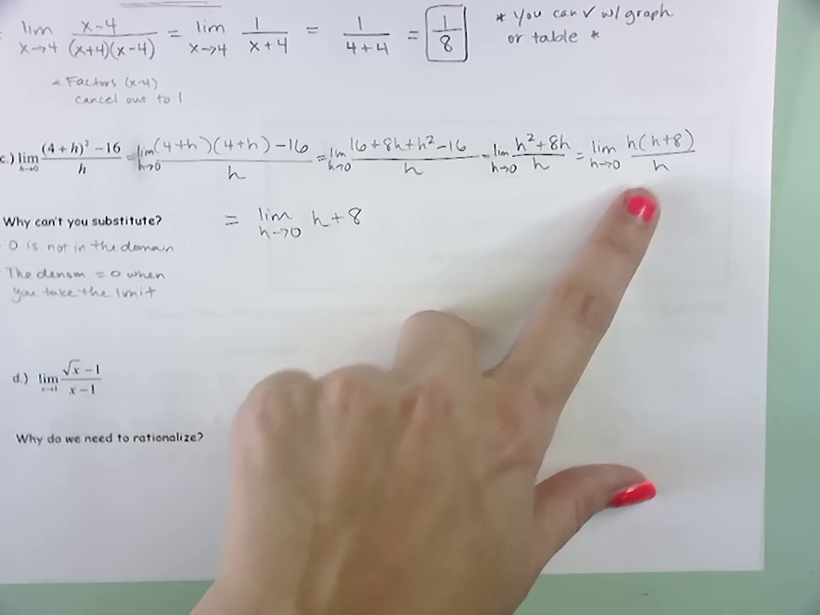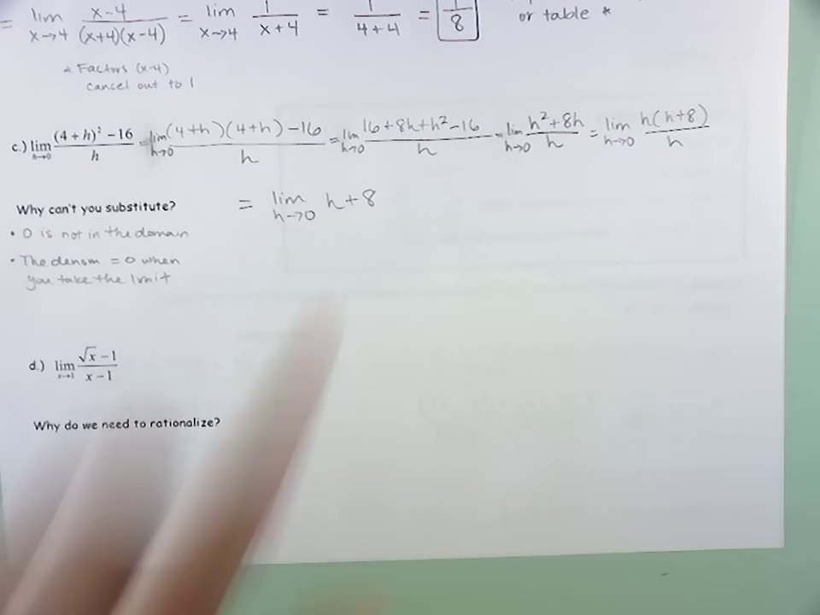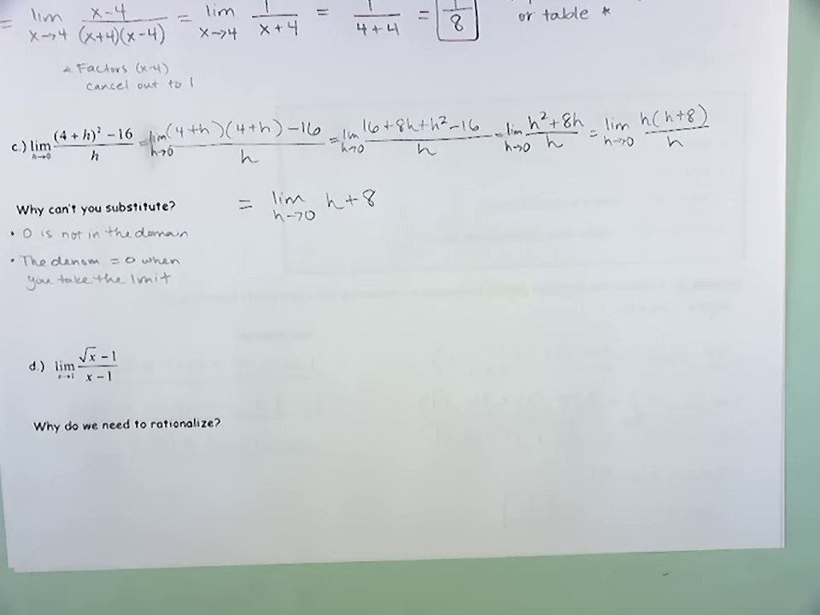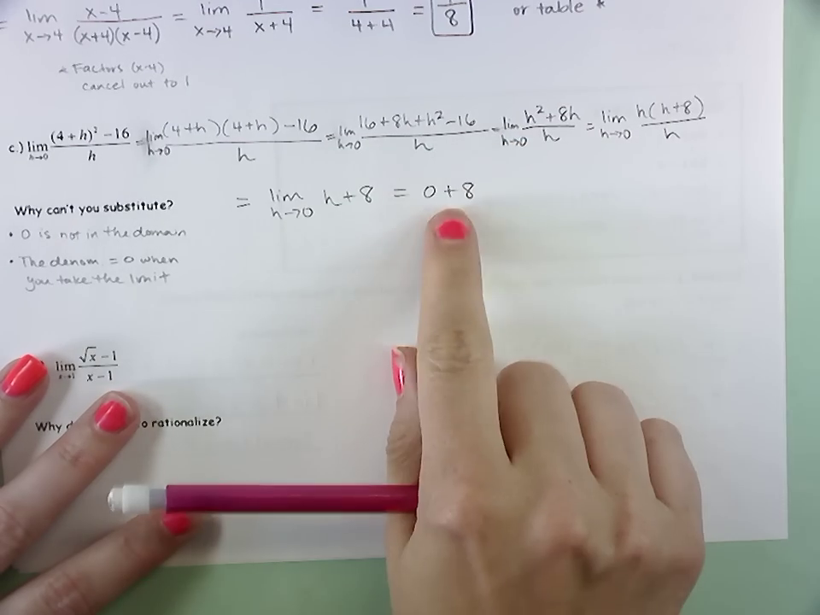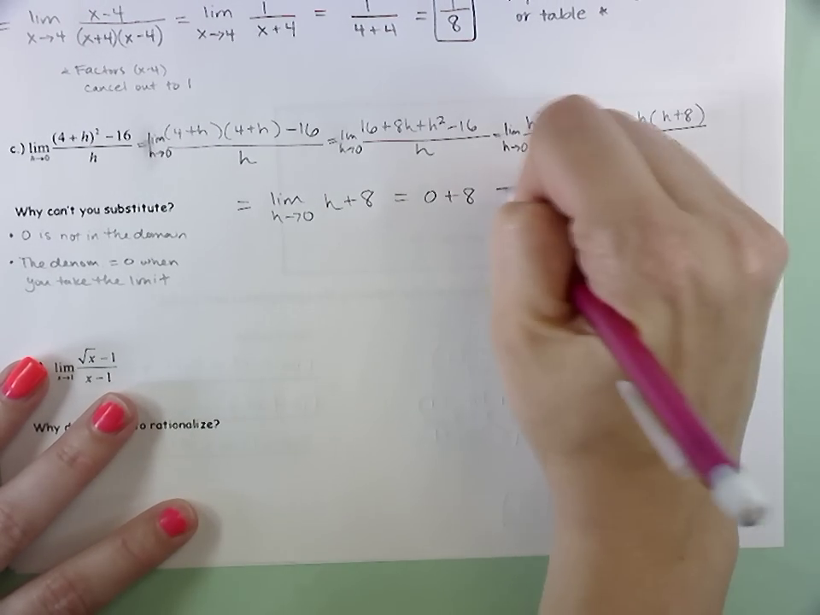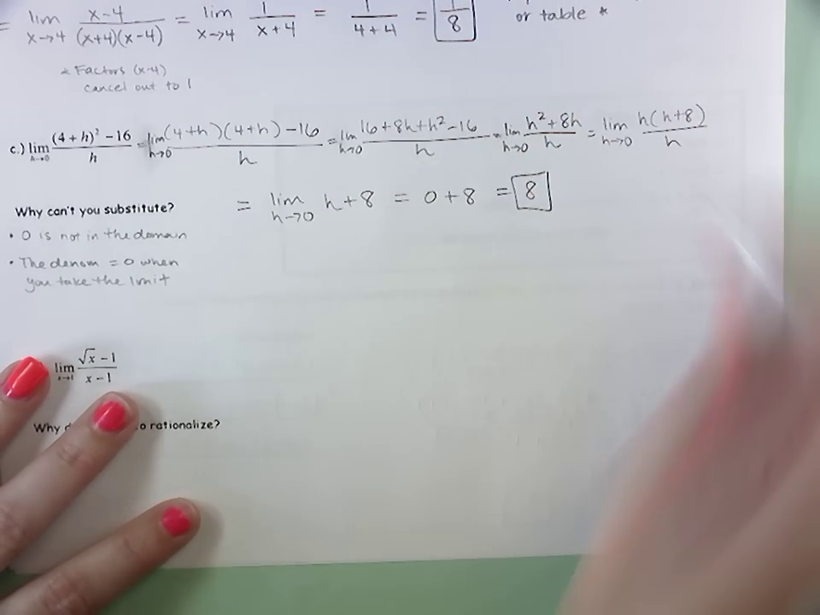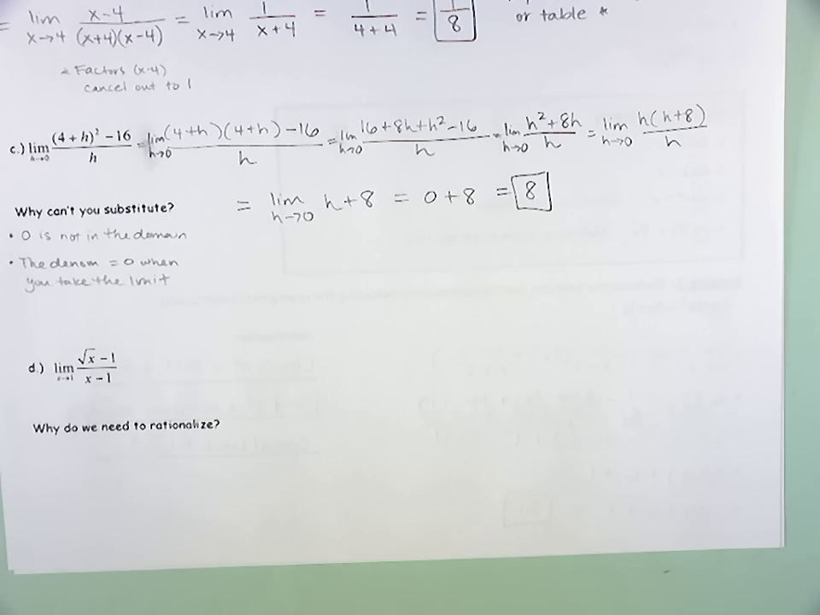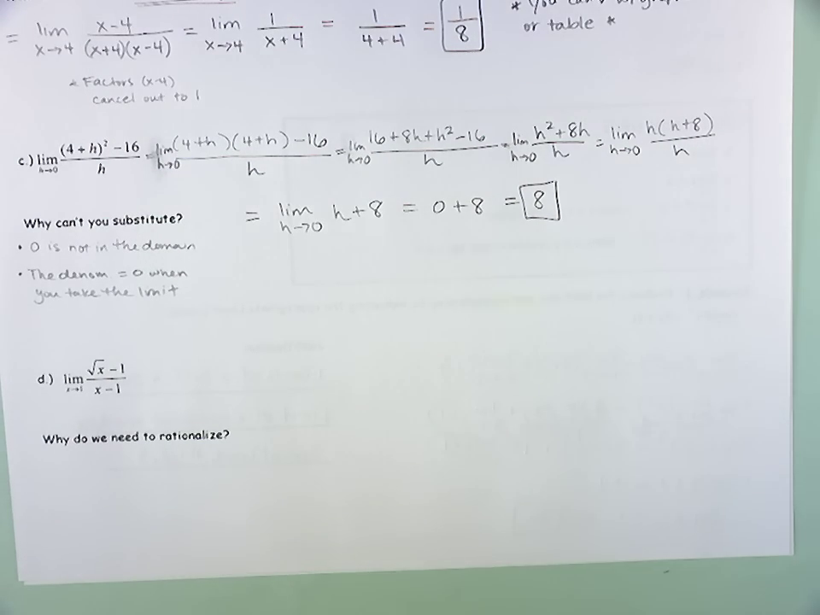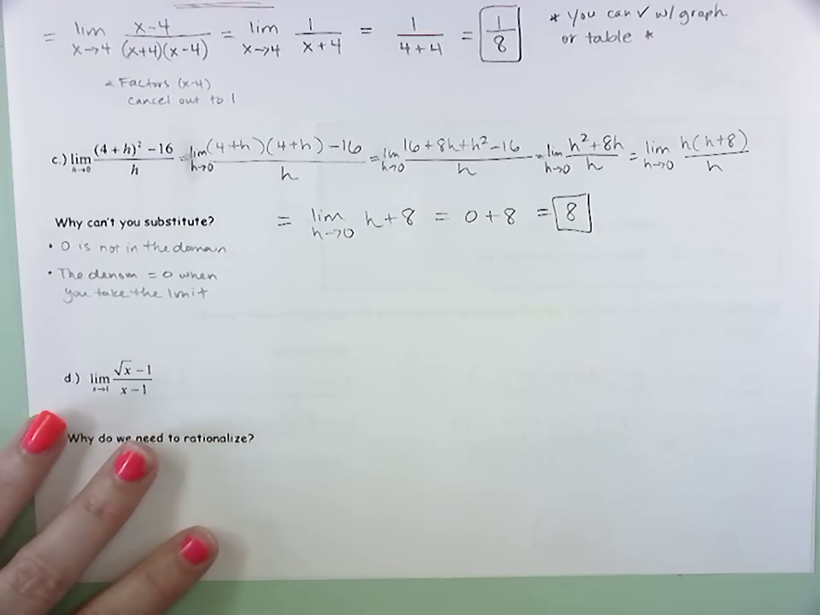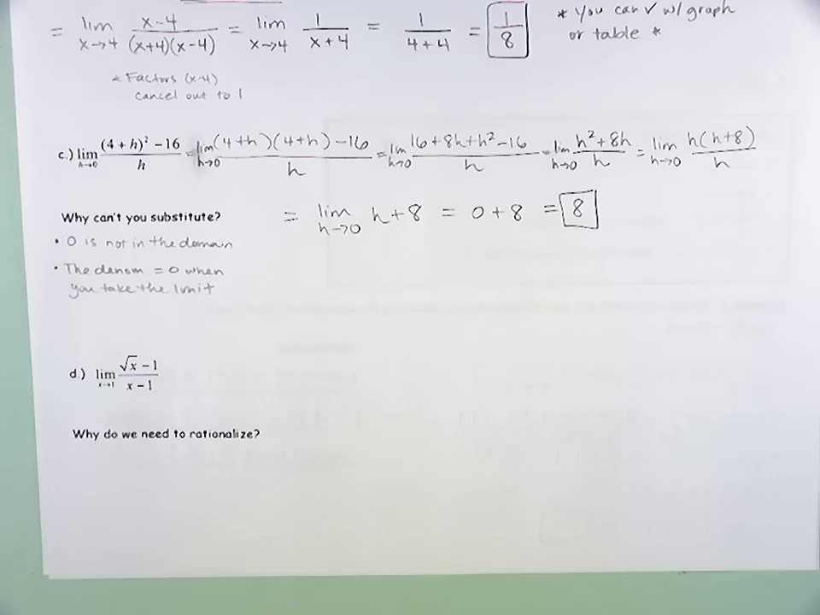When I get to this step, can I plug in 0? Yeah, so then this will be 0 plus 8. That's when you can stop writing your limit, and then that will be your final answer. Okay, questions for me on that part? Okay, let's look at the next one, part D.